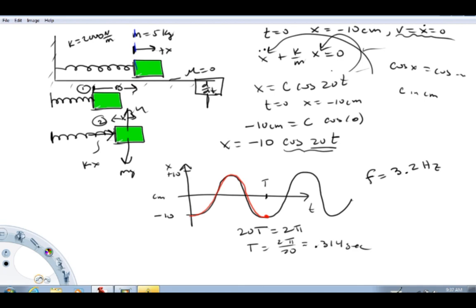So I hope this example demonstrated, one, how to find the equation of motion for a mass spring system, and that's basically this. Two, how to solve it by starting with a harmonic solution, applying initial conditions, and subbing the solution into the equation to find the constants and the angular frequencies.